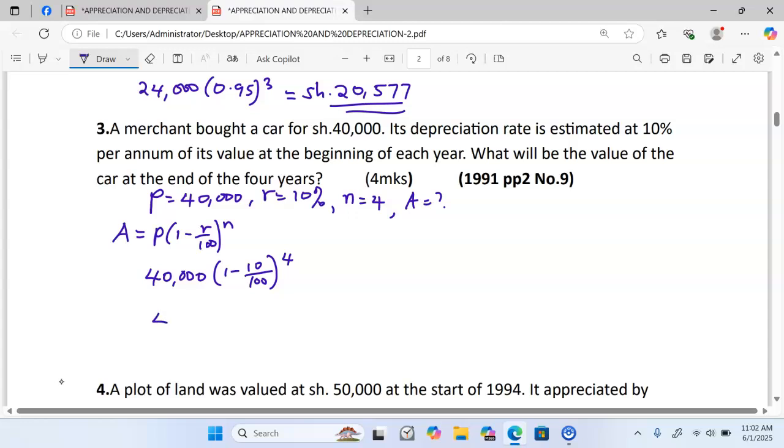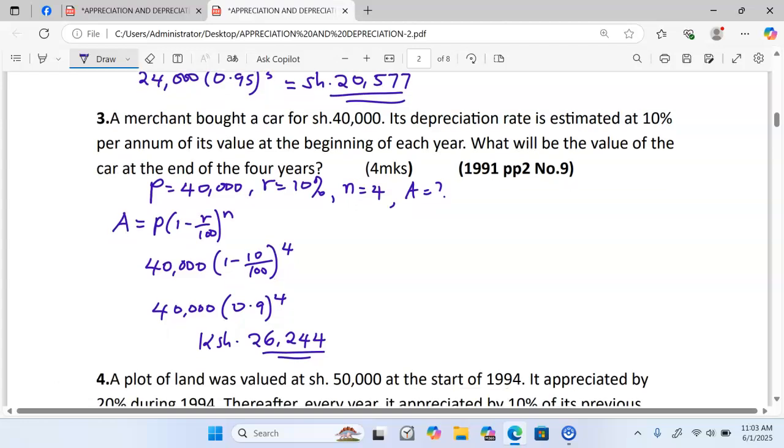And this one is going to give us 40,000. We multiply by 10 divided by 100 will give us 0.1. Then 1 minus 0.1, you get 0.9. Then you raise it to the power of 4. So if you take 0.9, you raise it to 4, then you multiply by 40,000. This one is going to give us an amount equivalent to 26,244,000 as the answer to this particular question that was done in 1991, paper 2, question number 9.